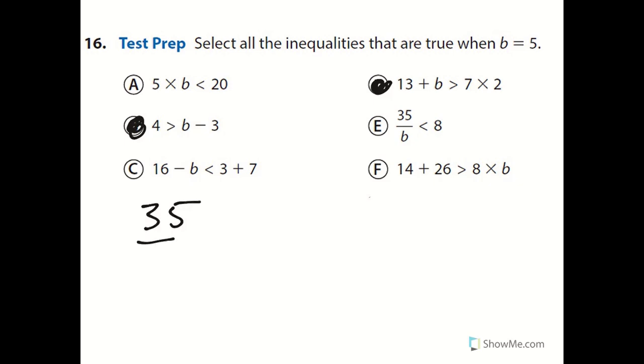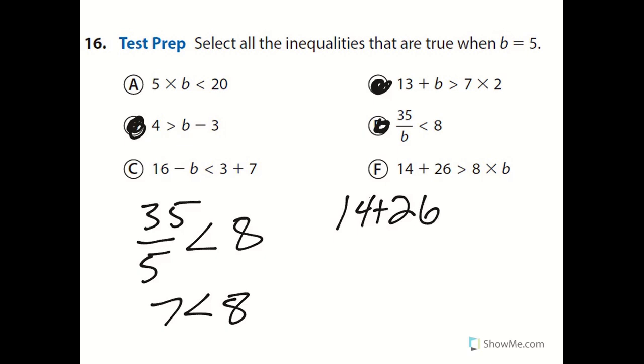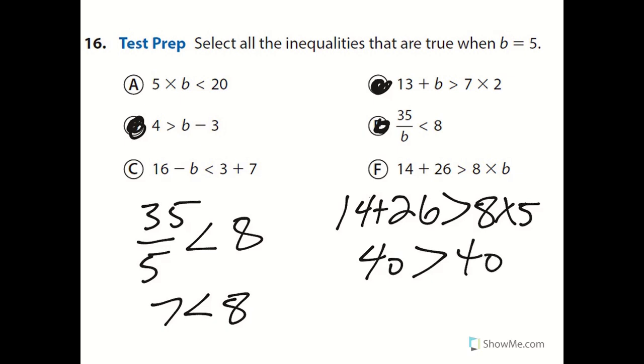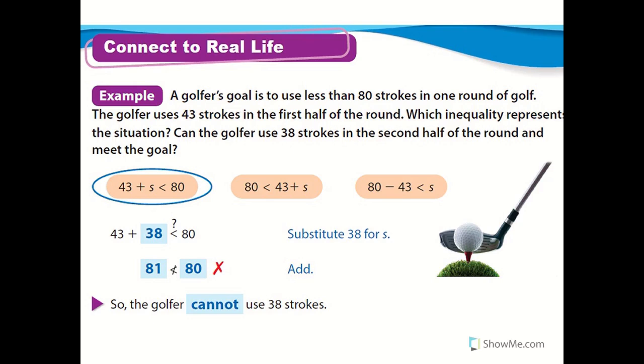35 divided by 5 is less than 8. 7 is less than 8. That is true. And then 14 plus 26 is less than 8 times 5. 14 plus 26 is 40. I said less than, that's greater than. 40 is greater than 40. Is that true? No, it's not, because it's equal to it. Alright, so those three. Alright, let's connect this to real life.